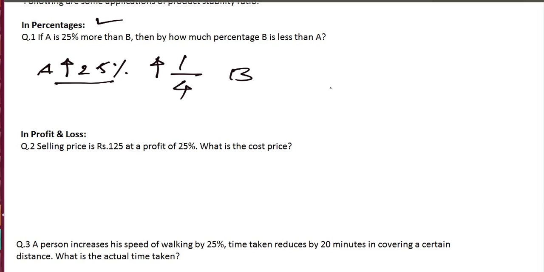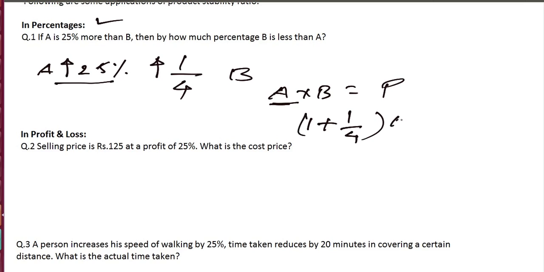So let's see the calculation. If A into B is equal to P, now it is said that A is more by 25%. That means A is increasing by 1 by 4th of original A, right? So A is becoming 1 plus 1 by 4th of A. That means A is becoming 5/4 of A. We had original A, now it is becoming 5/4 of A.